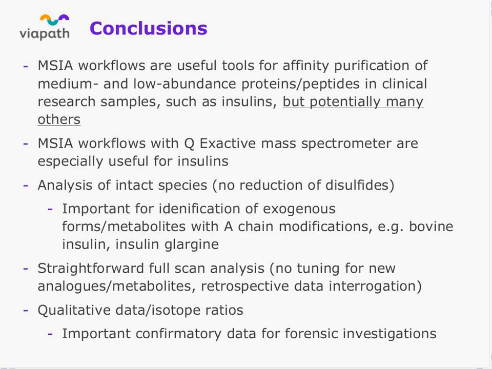The assay itself is very straightforward. There's no pre-tuning of analytes. All we have to do is know the amino acid sequence that we're looking for, and we can then process all of the data in retrospect, even months or years down the line. And as I've shown for the human insulin, this concept of getting really rich qualitative data and the use of isotope ratios is very important for us.